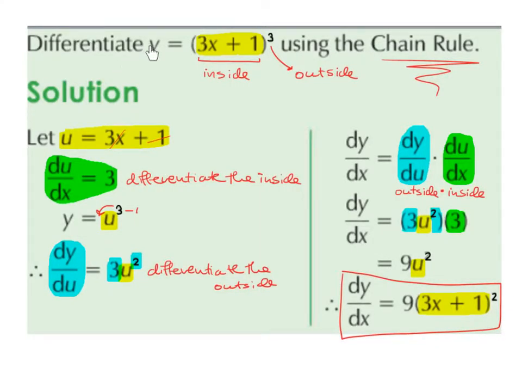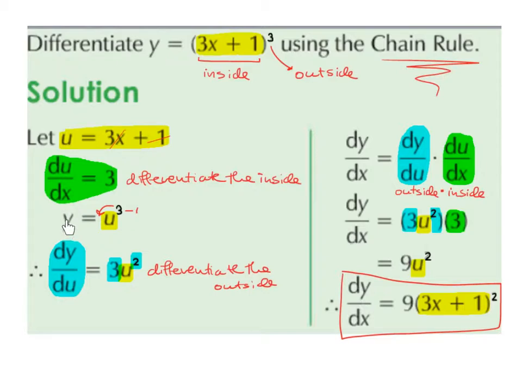Differentiate y equals (3x plus 1) cubed using the chain rule. So we're going to let u equals 3x plus 1, that's the inside of the brackets, and du/dx is 3. So we differentiate inside the brackets. The derivative of 3x is 3, and the derivative of 1 is 0. So the derivative of this is 3.